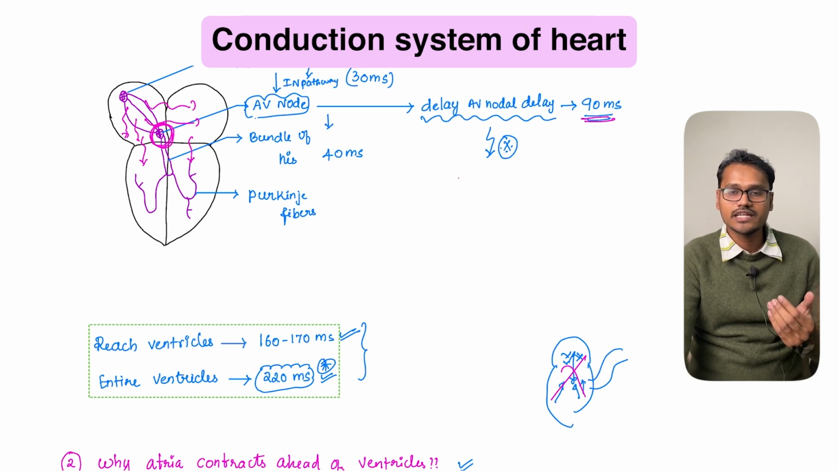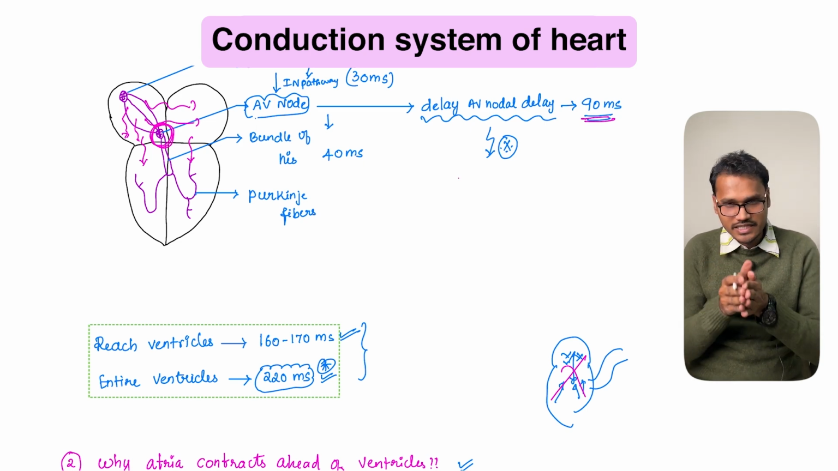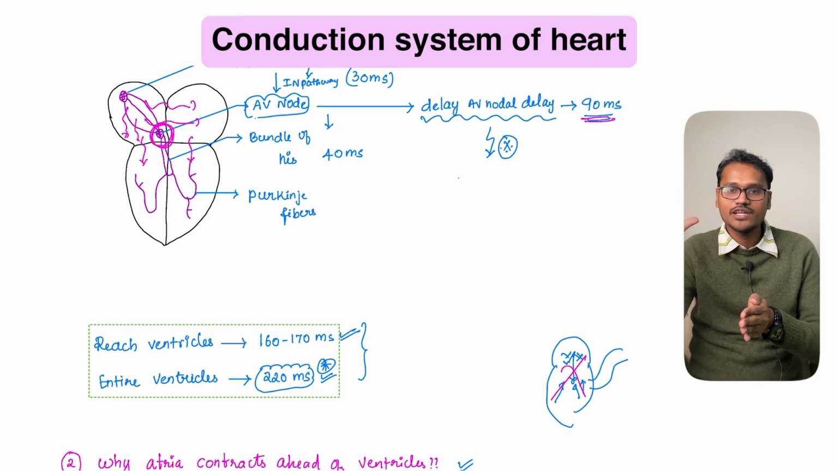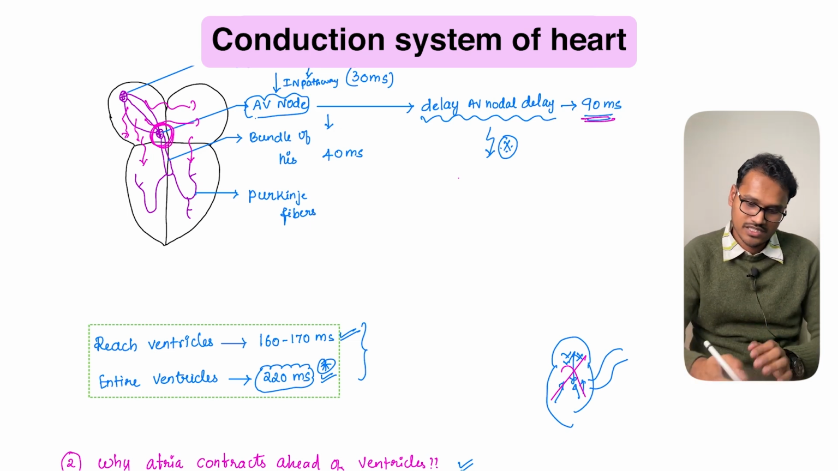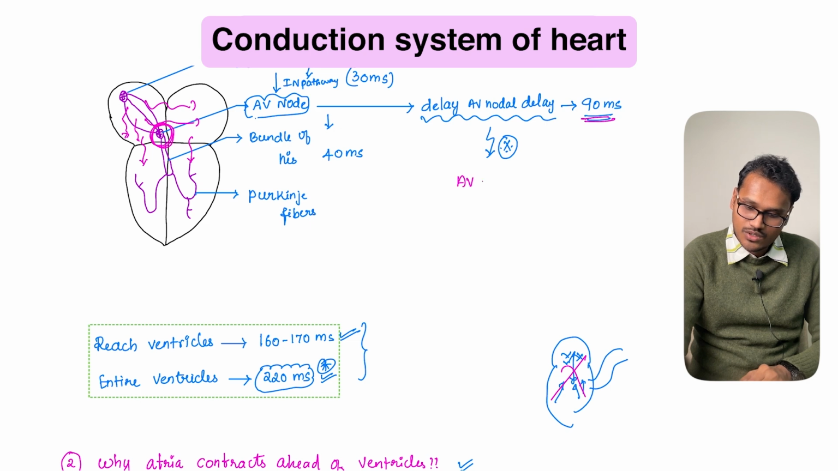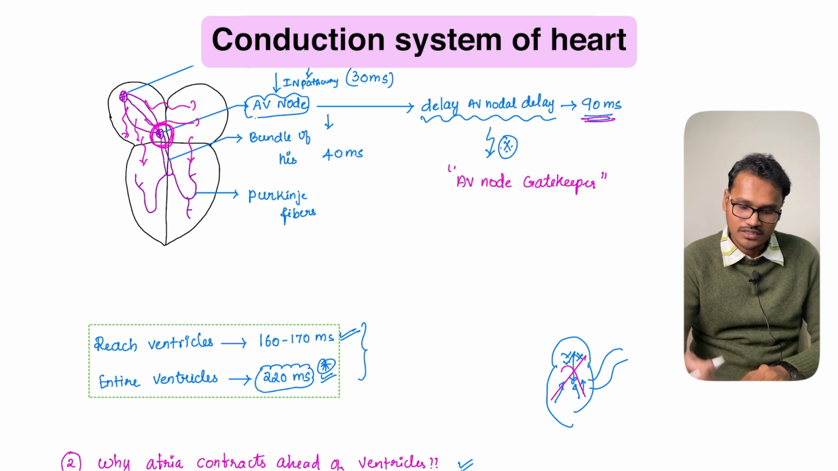So how is it acting like a gatekeeper? Because the impulse is coming, it will keep the gate and wait for the atria to contract. After that, it will give the impulse to the bundle of His. So the AV node is also called the gatekeeper of the heart.